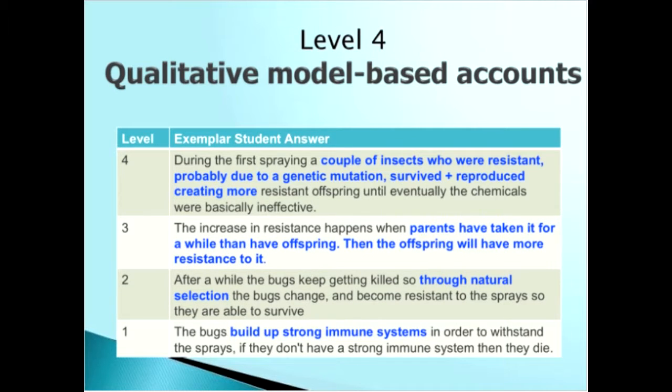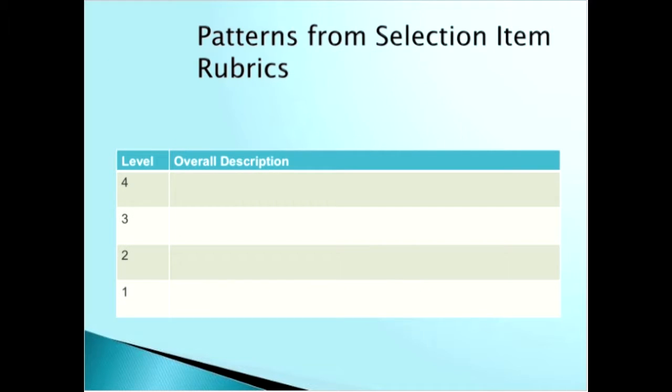At the fourth level, we have what we call qualitative model-based accounts. So the school narratives are in place, but mechanisms are attributed in an appropriate manner. So for this example, during the first spraying, a couple of insects who were resistant, probably due to a genetic mutation, survived and reproduced, creating more resistant offspring until eventually the chemicals were basically ineffective. So the student then has taken the basic principles, applied them in an appropriate manner, and provided mechanisms. Here you have multiple generations at play.